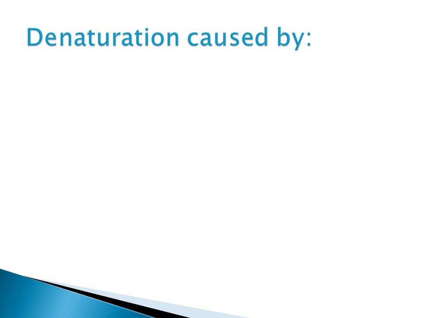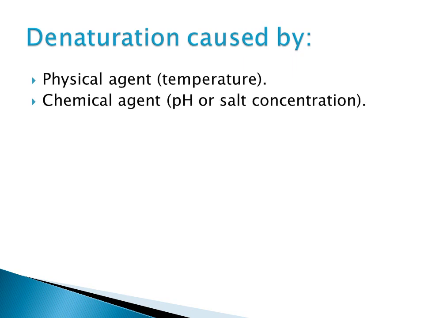How is protein denatured? Protein is denatured in three ways: by a physical agent, a chemical agent, or a biological agent. A physical agent, for example, is increased temperature. A chemical agent is a change in pH, at basic or acidic pH, or addition of concentrated salt. All these factors cause denaturation of protein, or loss of the function of the protein. It can also be denatured by a biological agent like bacteria.